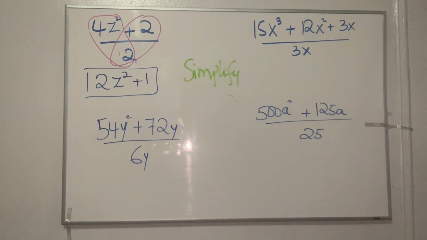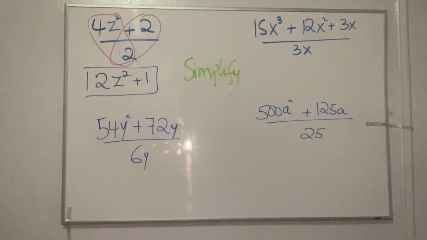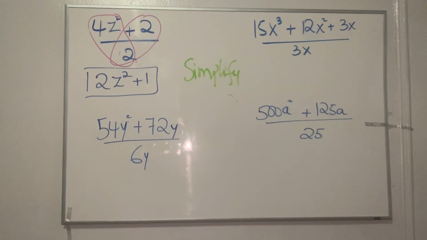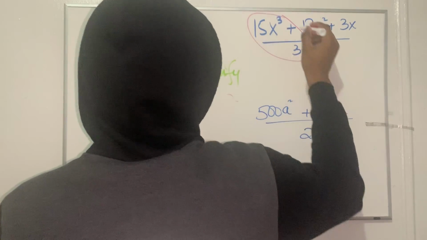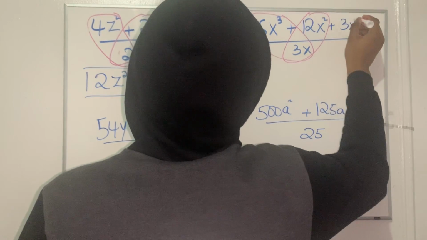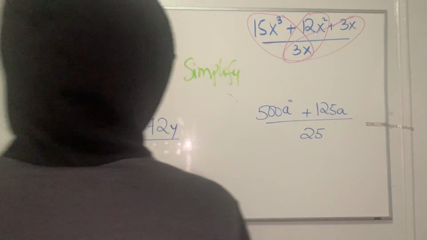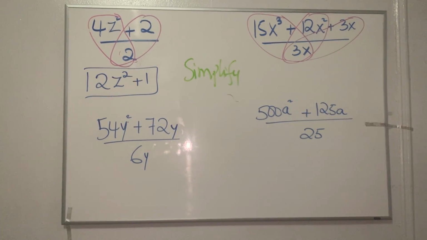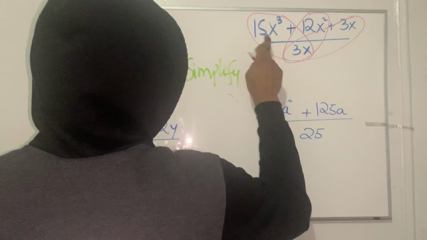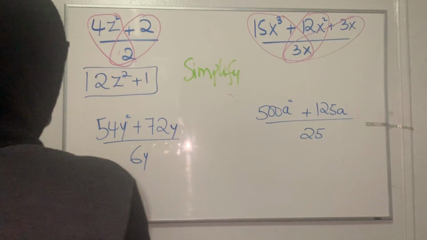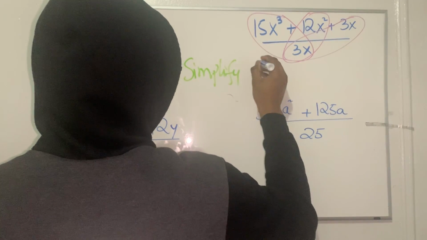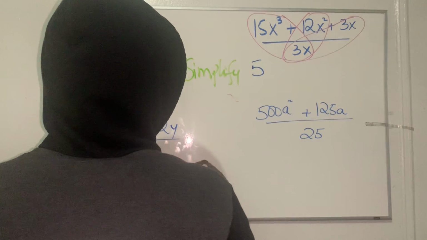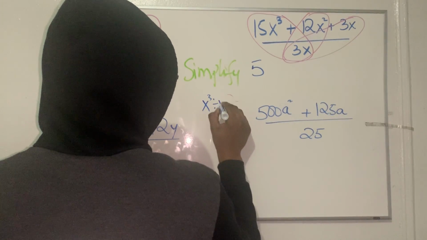Good. Let's solve this one. It's still the same thing that is happening, just that now we have 3 terms. So that means this is going to divide this, this is going to divide this, and this is going to divide this. That's what is happening with each term. Now you're going to take 15x to the power 3 divided by 3x. So we do 15 divided by 3 is 5. Now x to the power 3 divided by x.